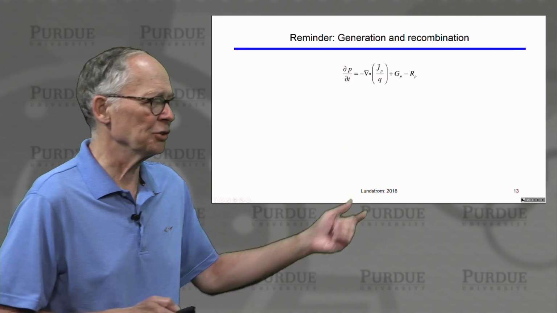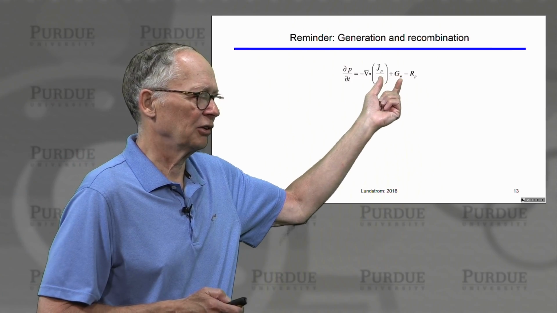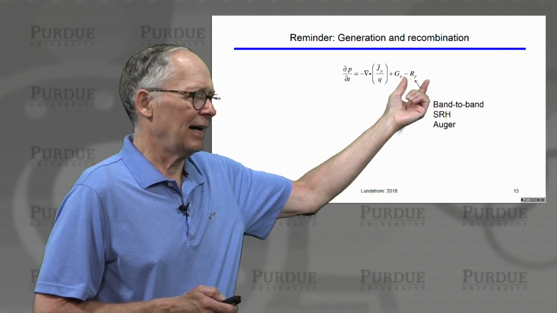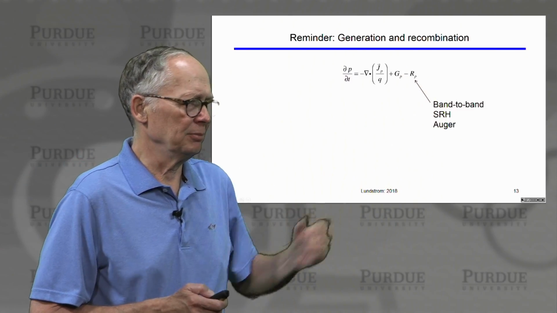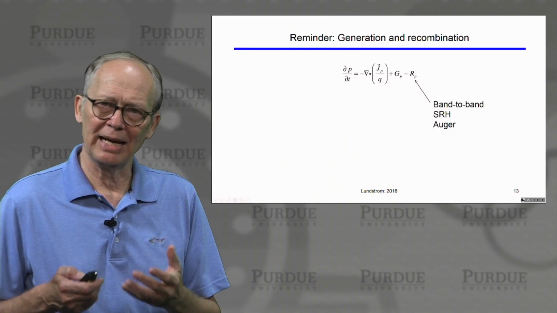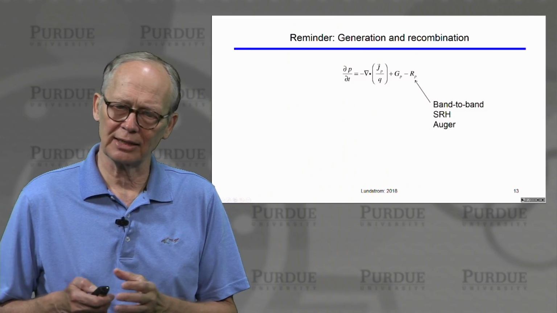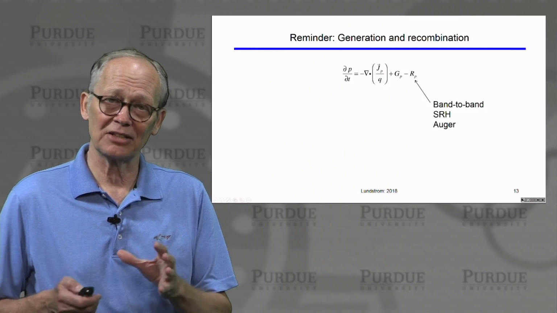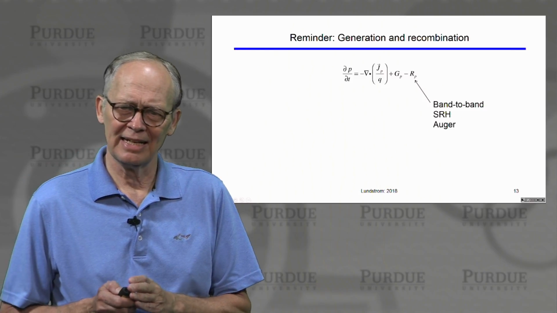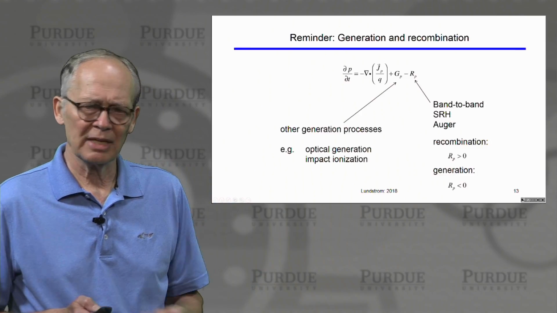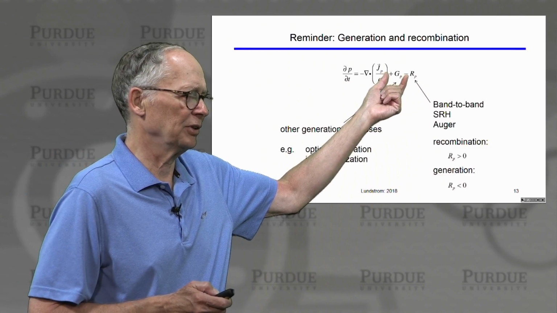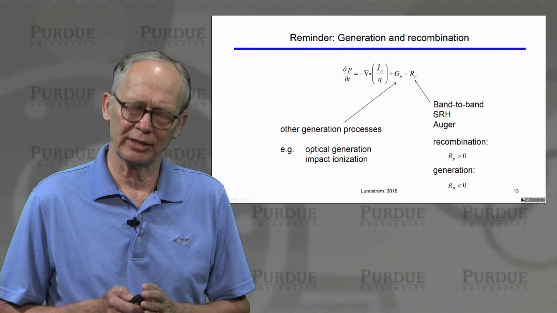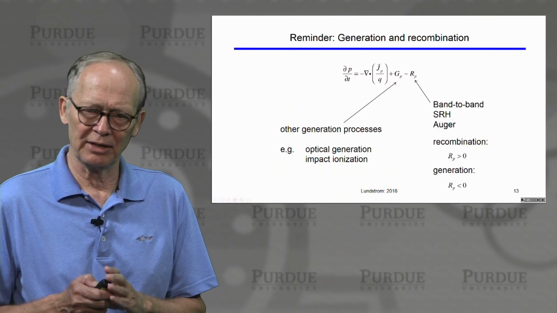And just to remind you, when we write recombination or generation and recombination this way, by R, I'm meaning the processes such as band-to-band, defect-assisted Shockley-Read-Hall, and Auger processes. If R is negative, these actually become generation processes. I've simply chosen then to explicitly label the generation processes as things that are explicit, like generation of carriers optically. So just a matter of notation there.